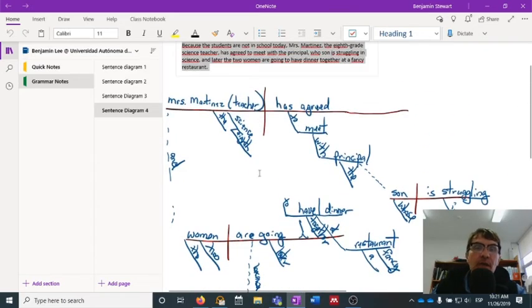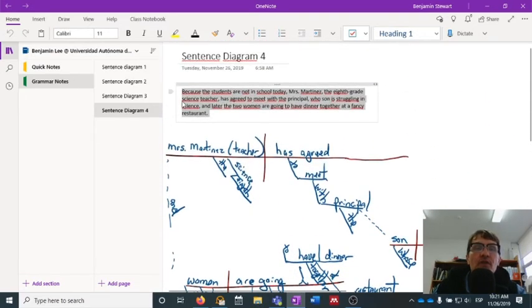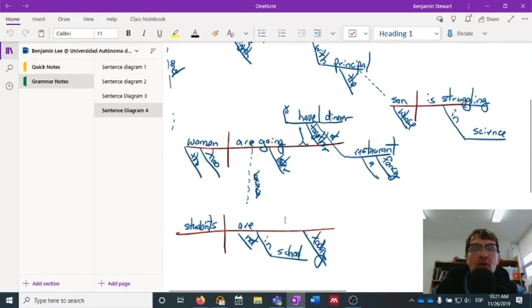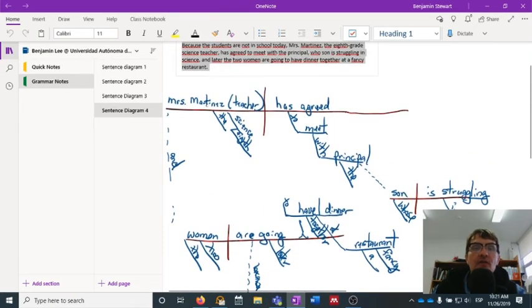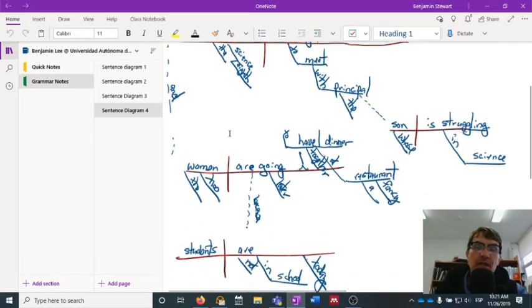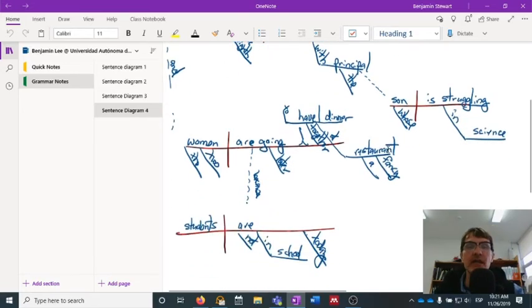Now the question becomes, what do we do with this clause, because the students are not in school today, this subordinating clause? The question is, do we link it to the first main clause or the second main clause? And I would ask that you put together the subordinating clause with each of the main clauses to see which one makes the most sense.